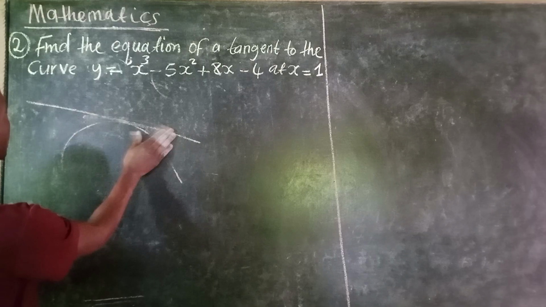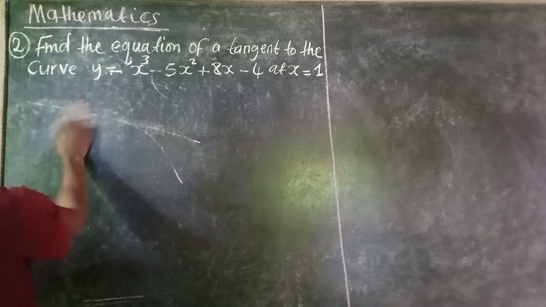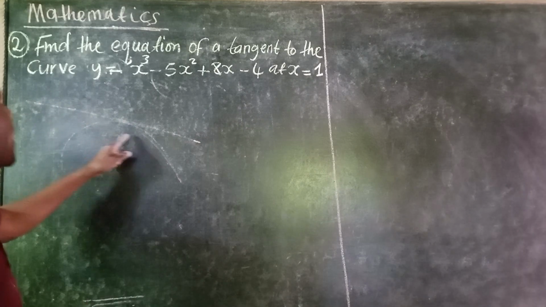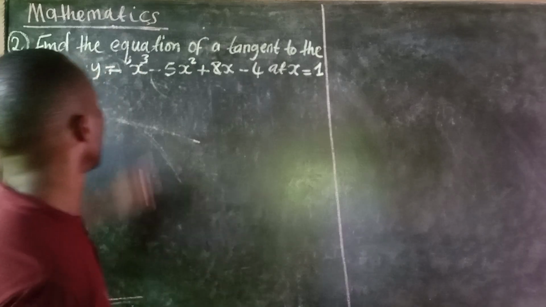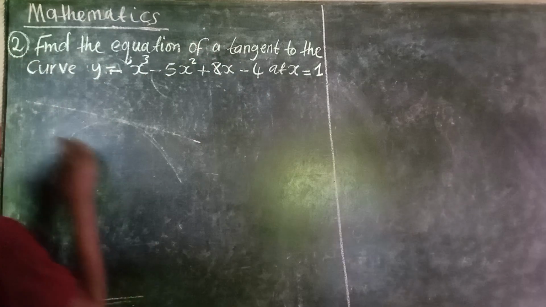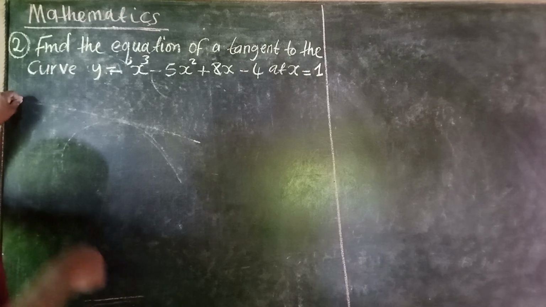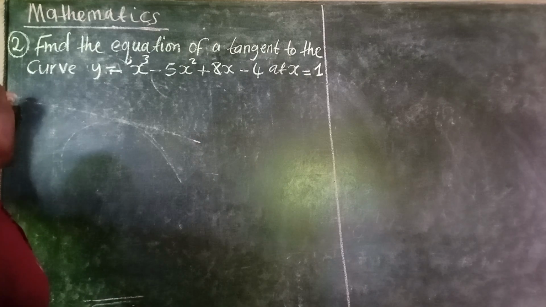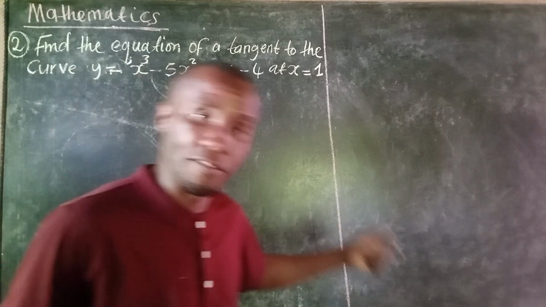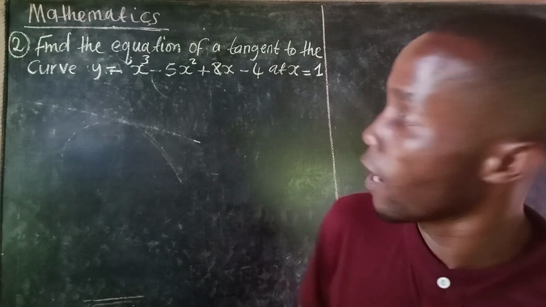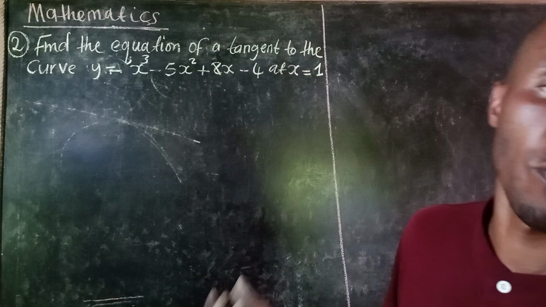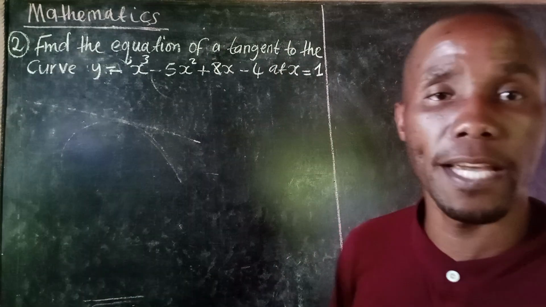Okay, so now we can start. How are we going to find the gradient of this curve? We are given the curve. Remember, when we were looking at grade 11 work, when finding the gradient, the formula is m equals (y1 minus y2) over (x1 minus x2).